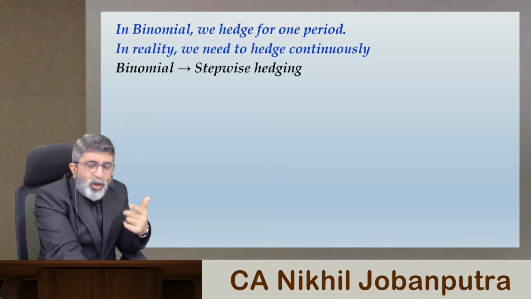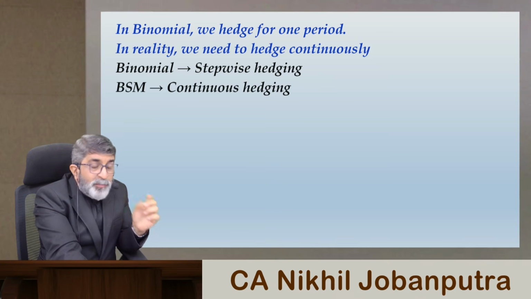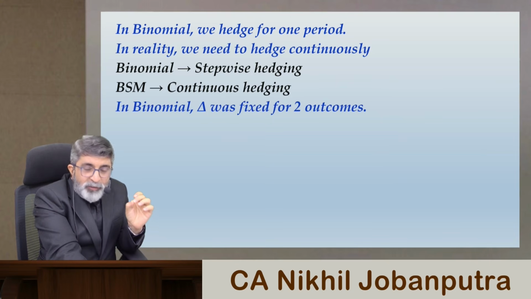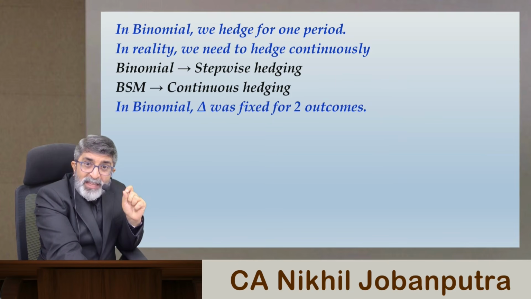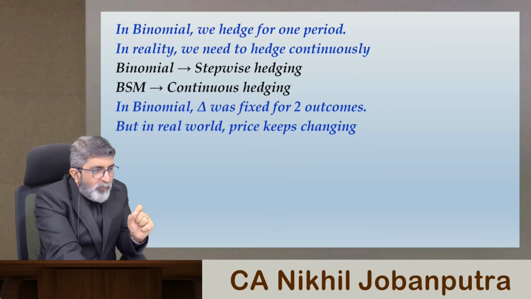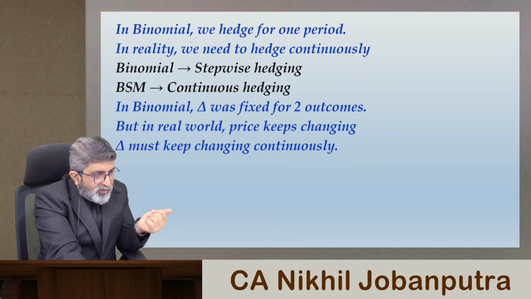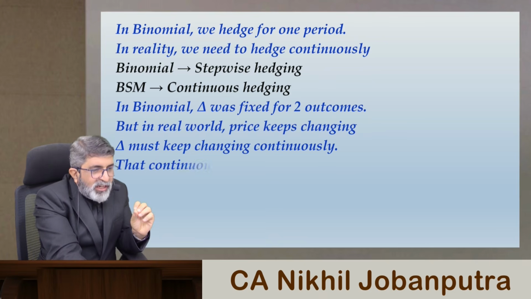So binomial is always a stepwise hedging, whereas BSM talks about continuous hedging. Binomial delta was fixed for two outcomes. The price will either move up or go down, whereas in the real world the price keeps changing and the outcomes could be multiple, not restricted to two outcomes. Delta must keep changing continuously.